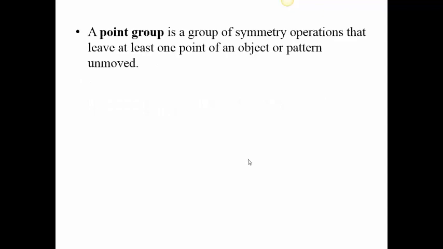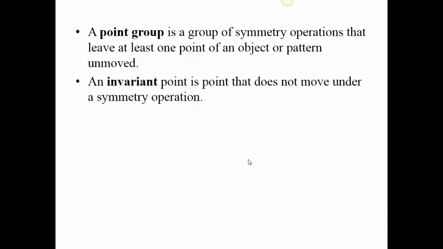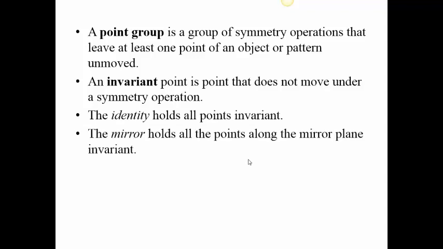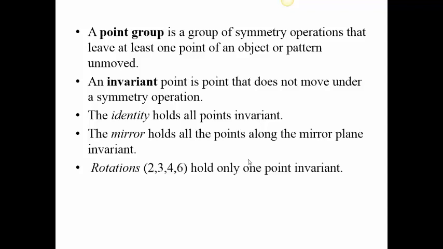Here's a definition. A point group is a group of symmetry operations that leave at least one point of an object or pattern unmoved. An invariant point is a point that does not move under a symmetry operation. The identity holds all points invariant. The mirror holds all the points along the mirror plane invariant. And finally, the rotations 2, 3, 4, and 6, those are the crystallographic rotations, hold only one point invariant. The non-crystallographic rotations also hold only one point invariant. Translations will be excluded from point groups.